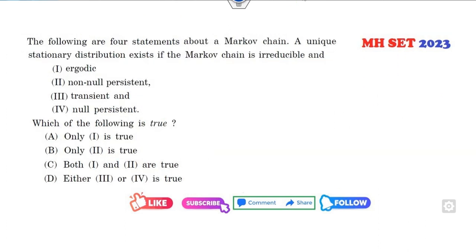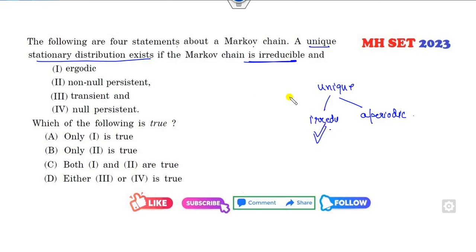Okay, which of the following statements about the Markov chain? A unique stationary distribution exists. Unique. When will the existence of the unique be there? When you prove that it is irreducible and aperiodic. Fine. If the Markov chain is irreducible, yes, this condition is fine, and aperiodic. So once it's irreducible, how can you prove the aperiodic?